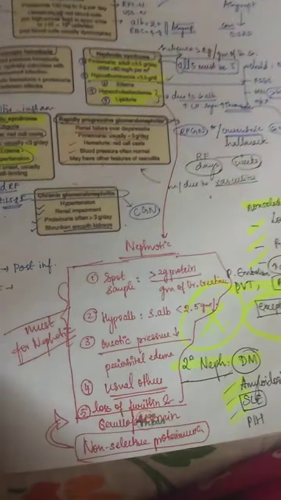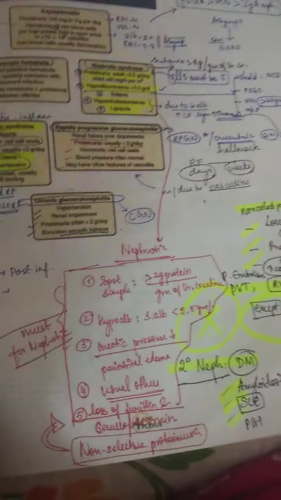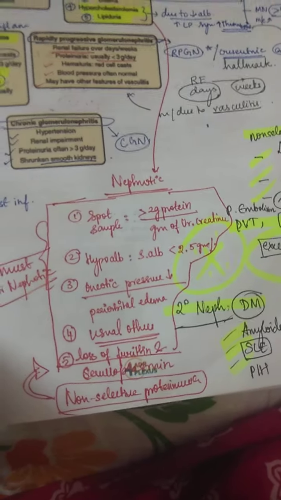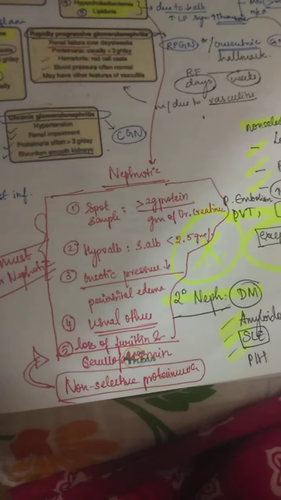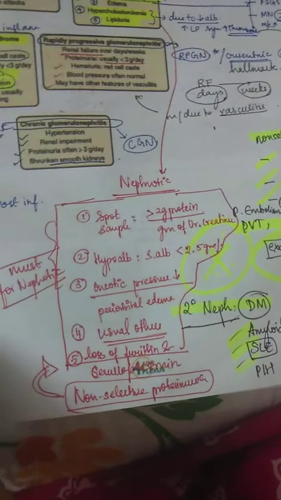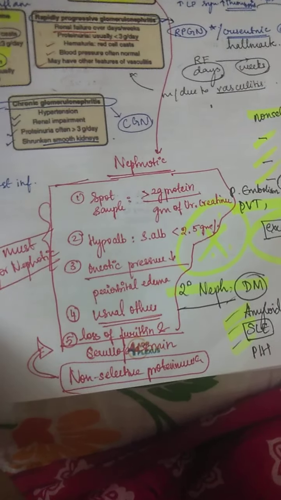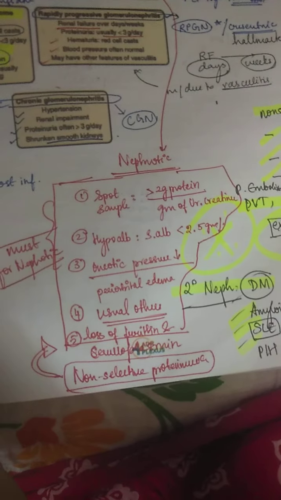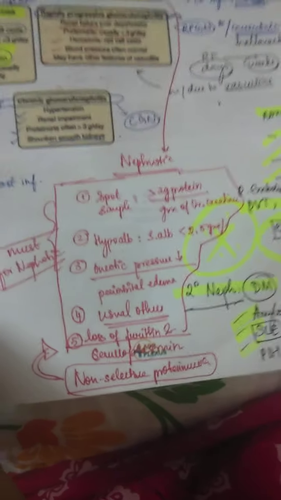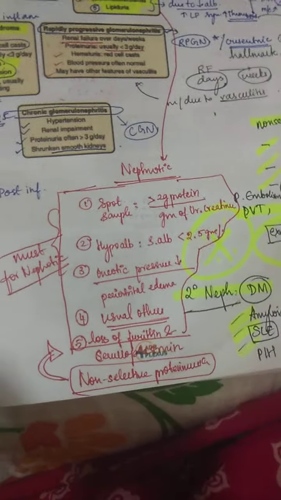you're not going to do a 24-hour urinary protein, right? So spot sample urinary protein loss will be more than 2 grams per gram urinary creatinine, and serum albumin will be less than 2.5, and oncotic pressure will be less, so there will be edema. And apart from that, you'll have loss of transferrin and ceruloplasmin, which is an example of non-selective proteinuria.